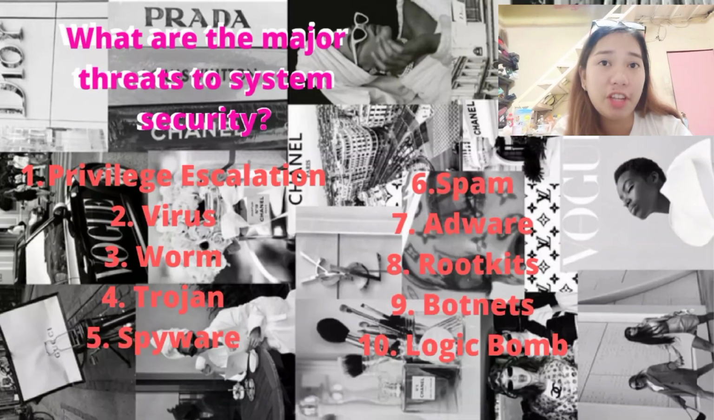What are the major threats to system security? First is privilege escalation. Second is virus, worm, Trojan, spyware, spam, adware, rootkits, botnets, and last, logic bomb. There are the 10 major threats to system security.